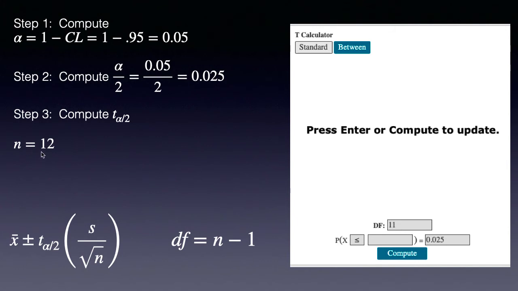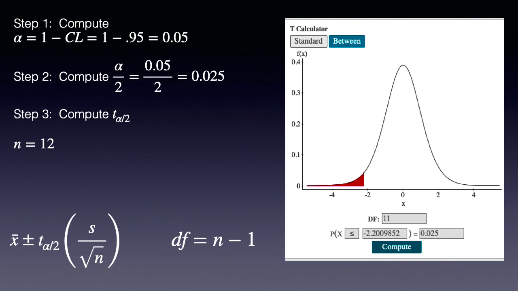If you'll recall, the sample size was 12, so 12 minus 1 is 11. And as from the previous video, we use the left-tailed area, and that area has to be 0.025. When we click the compute button, it gives us this t distribution, again centered at 0. Notice that for this 95% confidence, we have to go out 2.2009852. If you'll recall, for proportions with 95% confidence, we only had to go out 1.96.